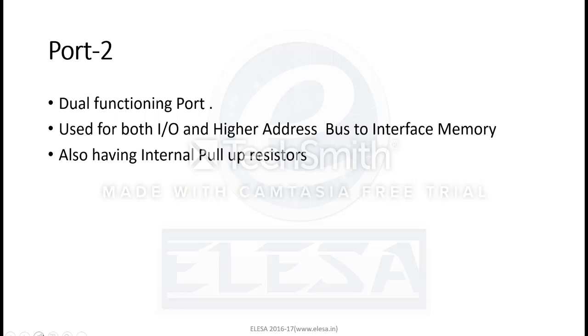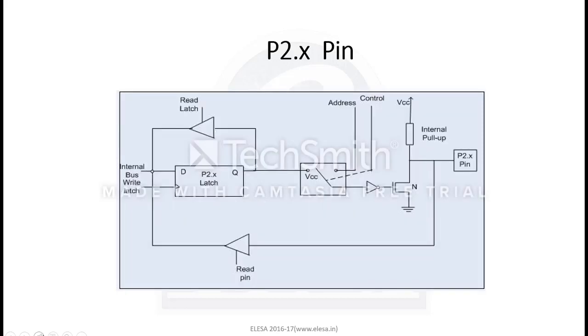Port 2. Now we will move towards port 2, which has dual functions similar to that of port 1. It can also be used as an input output port and for latching or interfacing the higher external memories. This consists of higher address bits A8 to A15. Port 2 input output operation is similar to that of port 0. Now we will in short see how port 2 can be used to interface the external memory.